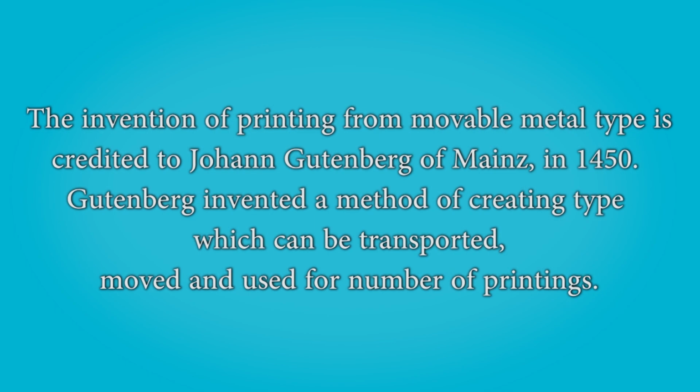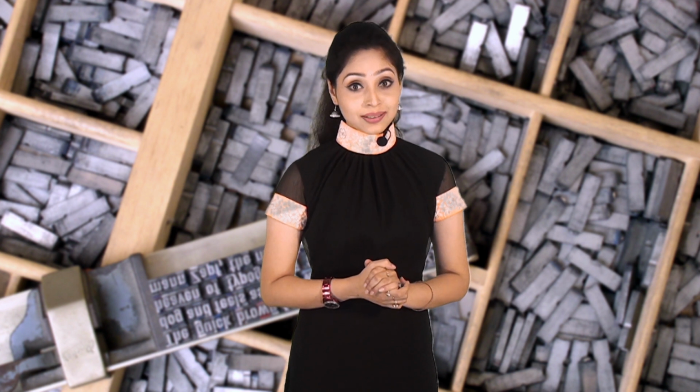The invention of printing from movable metal type is credited to Johann Gutenberg of Mainz in 1450. Gutenberg invented a method of creating type which can be transported, moved and used for a number of printings. The new invention made possible the production of a book in a matter of days, in contrast to the years of labor put in by scribes and illuminators. This new technique suggested a set of conventions and methods already established for many generations.